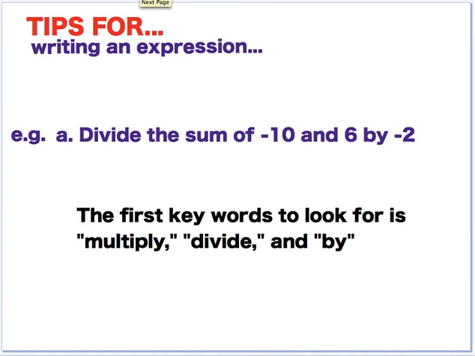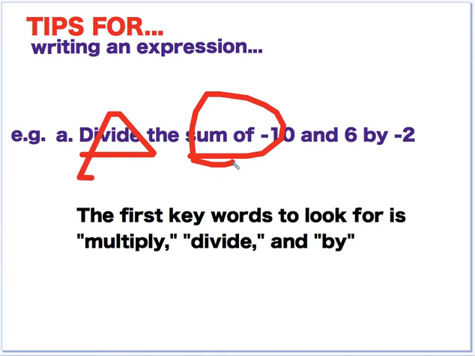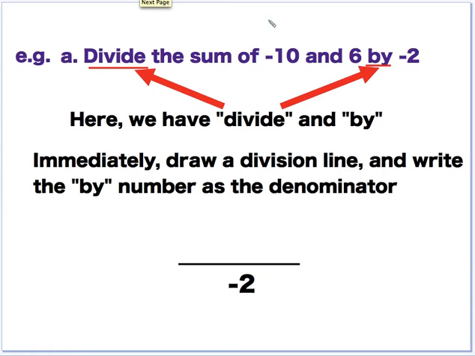All right, when you get a word problem like this, like divide the sum of -10 and 6 by -2, look for the key words. Obviously divide is a key word, sum is a key word, and actually by is a key word, and I'll show you why. Divide and by go together. So when I read this, it's like divide, blah, blah, blah, by -2. So here's divide by -2.